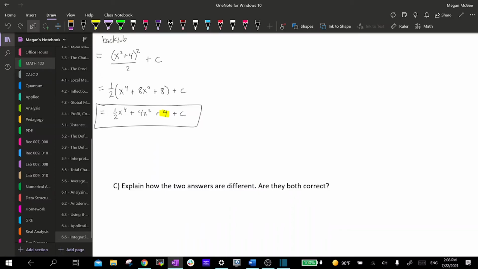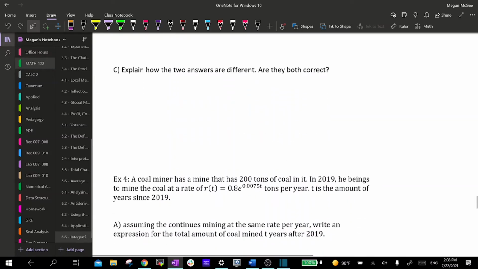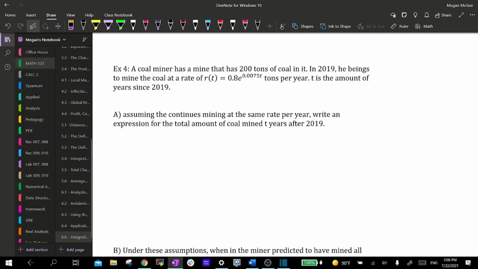Well, part C was explain how they're different and if they're both correct, and we just did that verbally. Okay? So let's look at example 4. A coal miner has a mine that has 200 tons of coal in it. In the year 2019, he begins to mine the coal at a rate given by this R of t function.